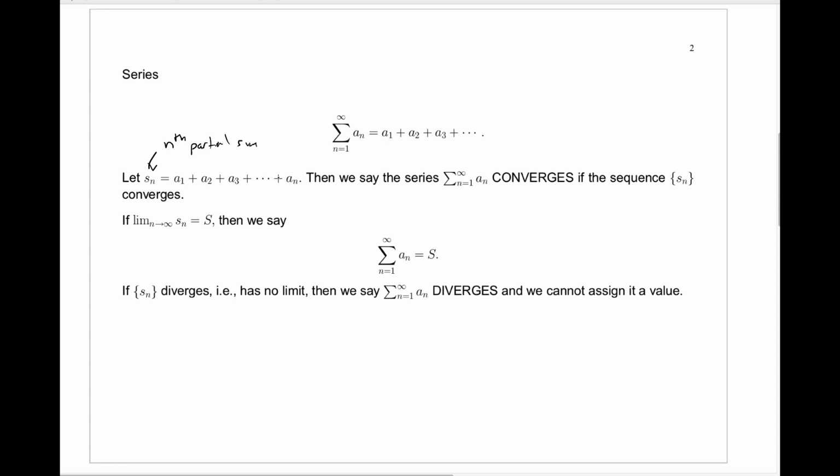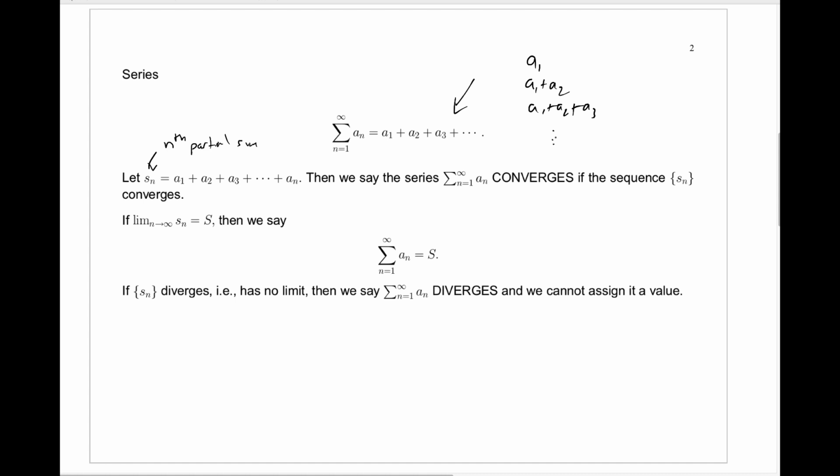Then we say that the series converges exactly when this sequence of partial sums converges. In other words, what do we mean by this series? It means we basically add the numbers one at a time. We start with a1, then we look at a1 plus a2, then we look at a1 plus a2 plus a3, and we keep adding more and more terms on.